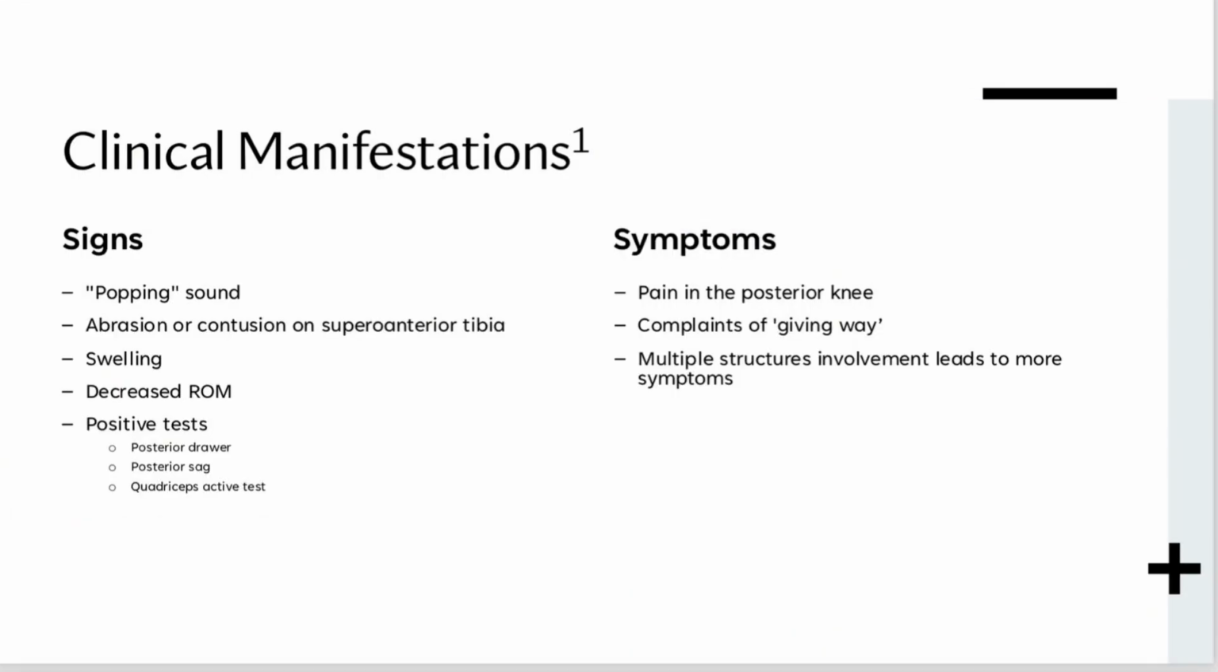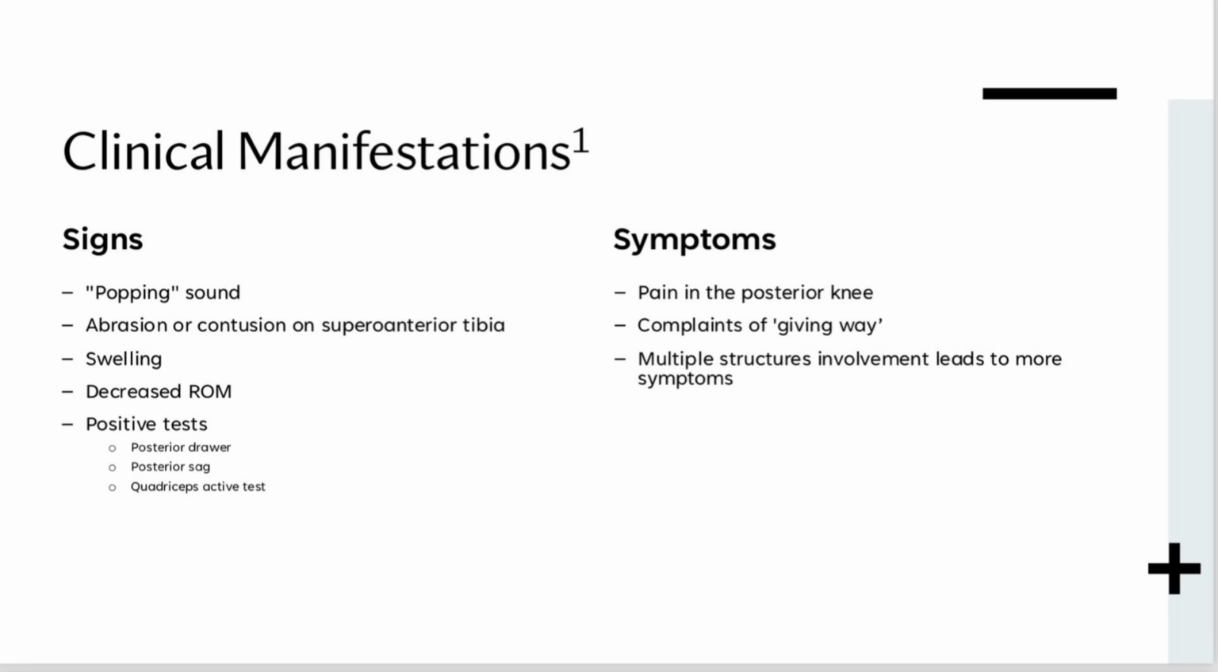For clinical manifestations, the signs that may occur are a popping sound, an abrasion or contusion on the superior anterior tibia, swelling, a decrease of 10 to 20 degrees of flexion, and a positive posterior drawer, posterior sag, or quadriceps active test, and a positive posterior Lachman's test. Some of the symptoms that may occur are pain in the posterior aspect of the knee, which can be aggravated with kneeling.